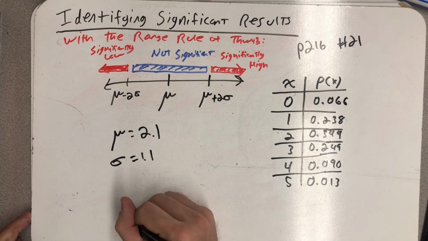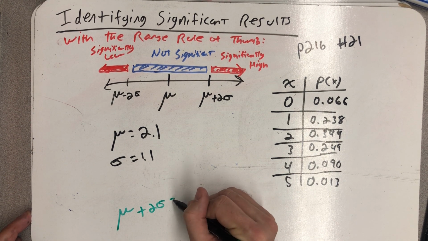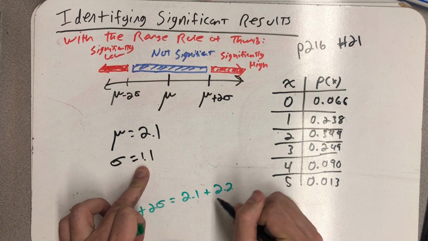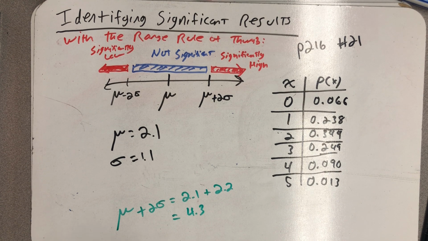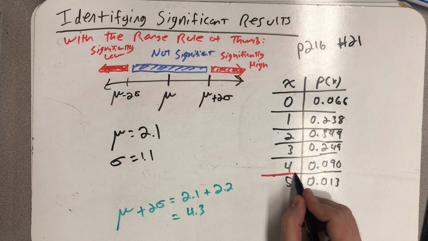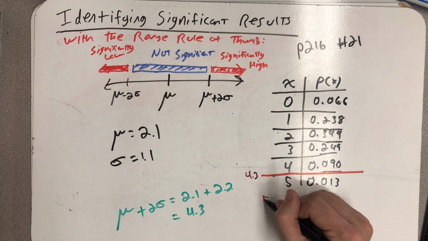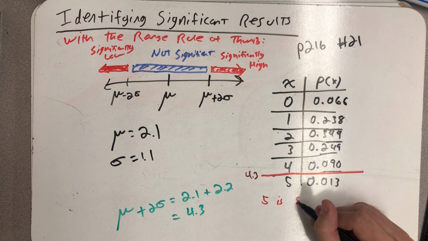The mean plus 2 times the standard deviation. Well, that's 2.1 plus, well, 2 times 1.1 is 2.2, is 4.3. Any value of the random variable above 4.3, well, there is one of those, right? 4.3 happens somewhere between 4 and 5, making that our cutoff. 5 is significantly high.